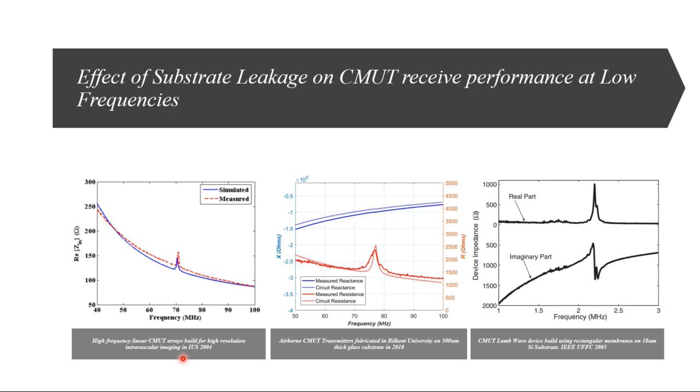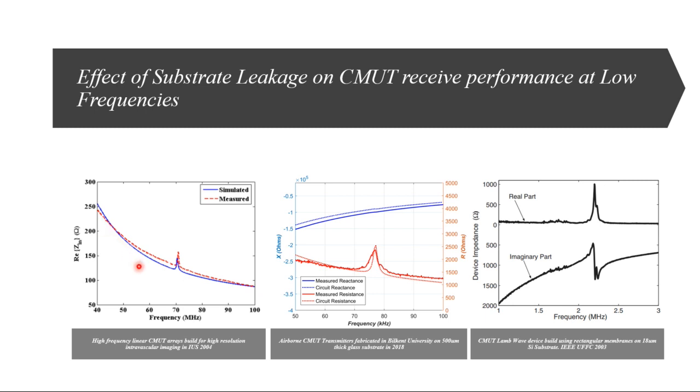of the papers, previous literature or published work on CMUTs. So this is from the 2004 IUS conference, and what these people observed in the real part of the impedance was that the substrate tends to have more leakage at low frequencies as compared to high frequency. So what they were doing was to build CMUTs for high resolution imaging for intravascular probes. So in order to reduce this effect, the baseline that you see, which is elevated and has sort of a negative slope with frequency, so you can see the real part is decreasing with frequency.